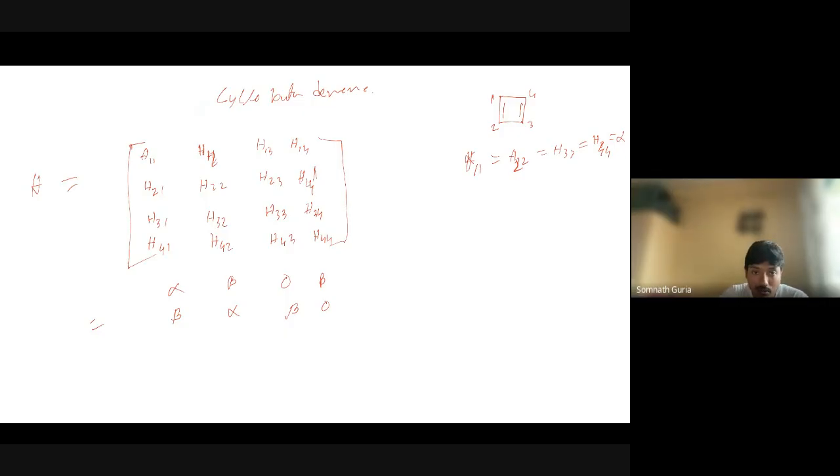Again, now we have H13. H13 will be 0, as it is far away. Then H32 will be the beta. Then H33 is the alpha. Again H34 is the beta. Now H14 is beta. H41 is also beta. H42 will be 0. H43 is the beta. And H44 is the alpha. This is the matrix we are getting.